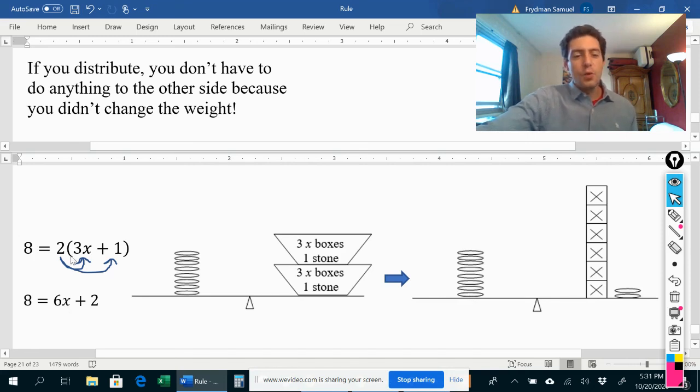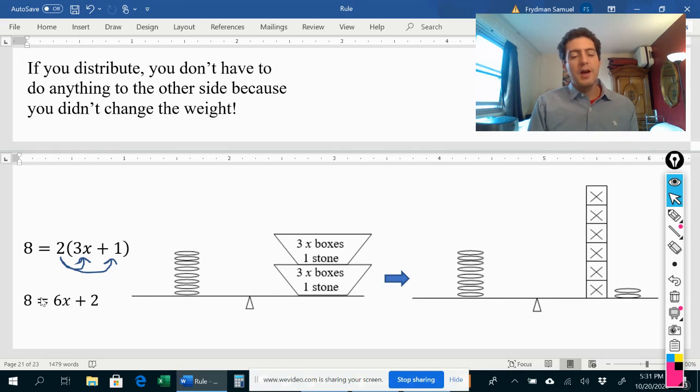So there's no need when I distribute for me to change the other side at all. Okay, because distributing is like opening the packages and just laying everything out. So it might look different, but we're not changing the weight of what was on that side to begin with. So everything is still balanced. We don't have to worry about it.